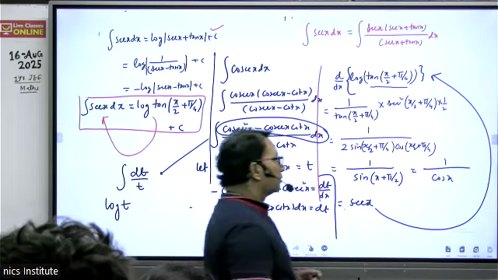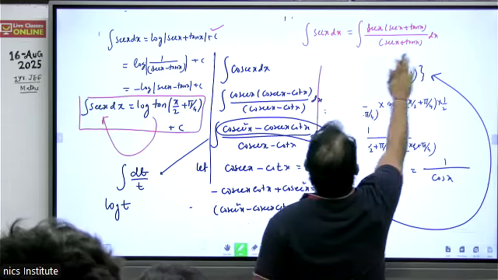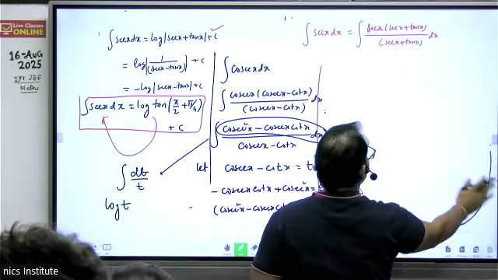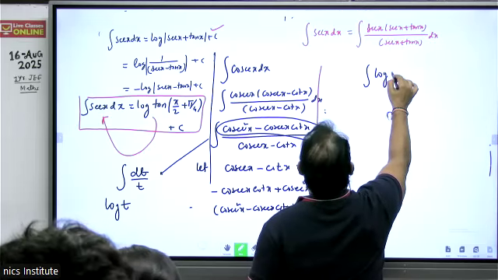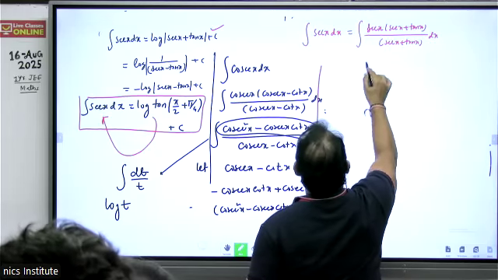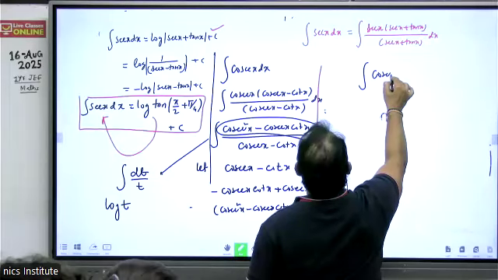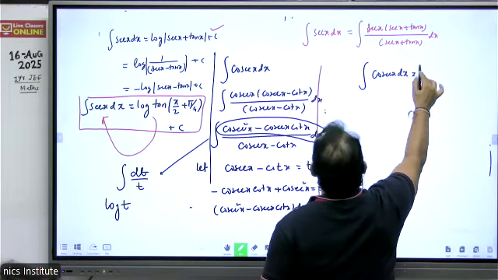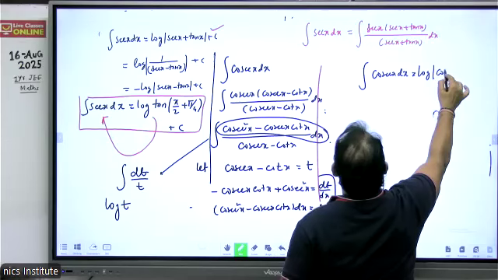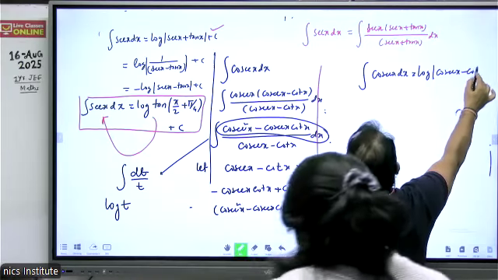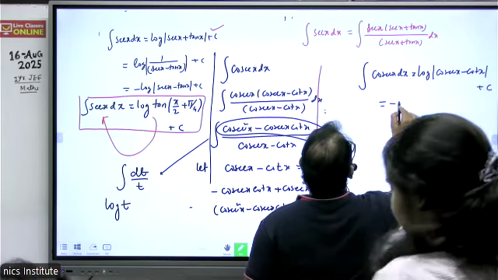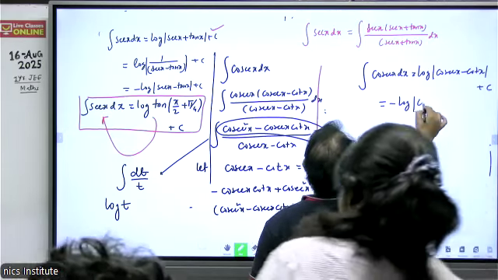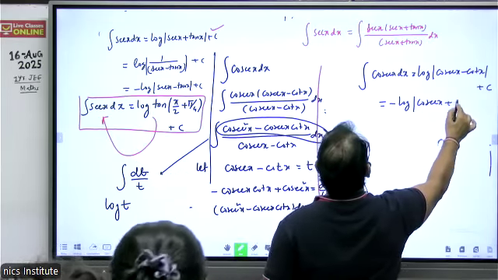So yet another formula: integration of cosec x will be log of cosec x minus cot x. If I rationalize this, it will be minus log of cosec x plus cot x.